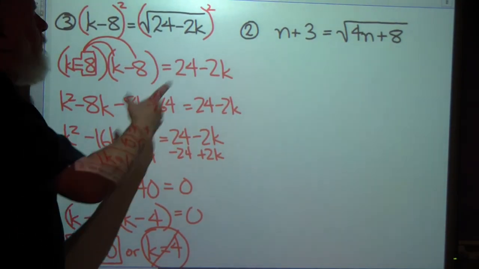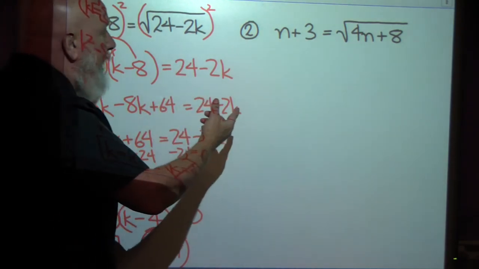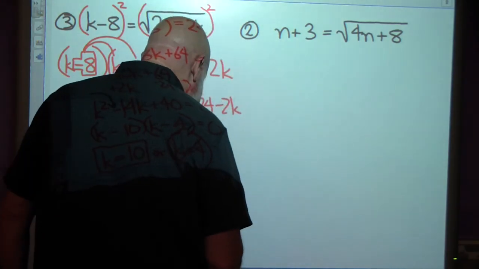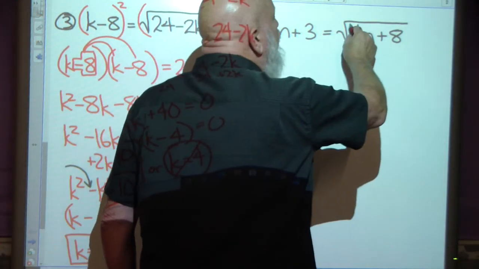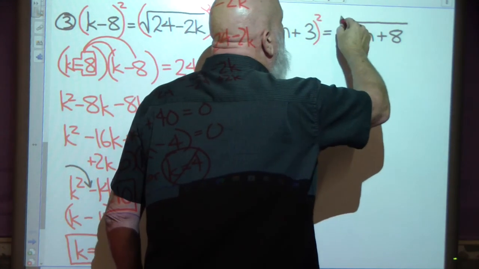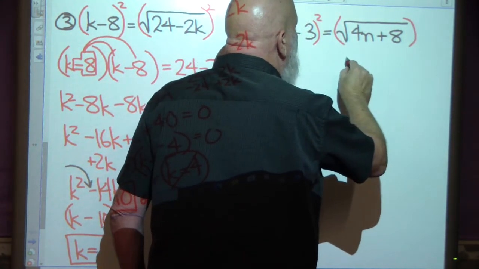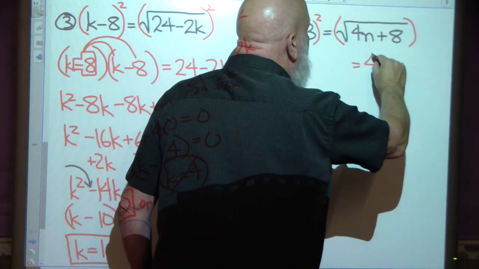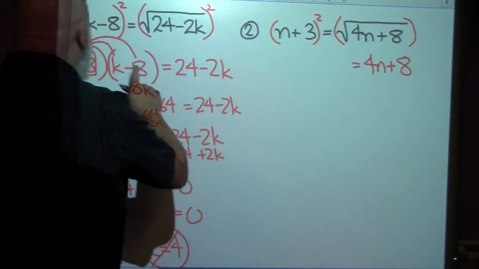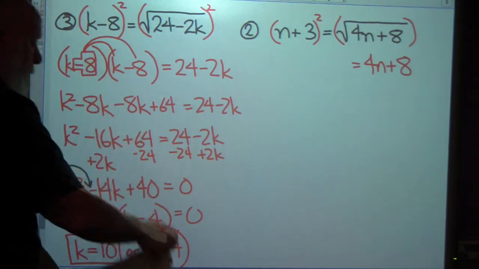Okay, let's take a look at this one. This is going to be the exact same technique. We have a binomial is equal to a radical. So I'm going to get rid of this radical by squaring both sides. This side is going to turn into 4n plus 8 without the radical symbol. And I'm going to do this part in my head.